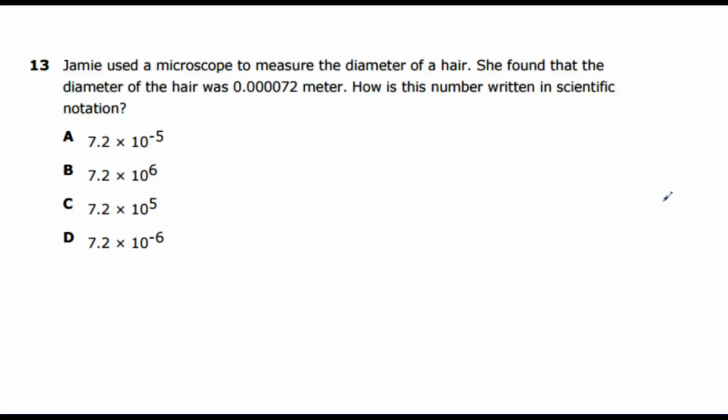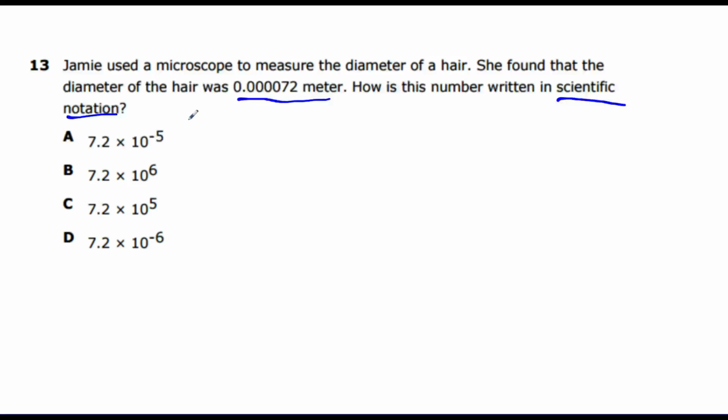Alright, 13. Jamie used a microscope to measure the diameter of her hair. She found the diameter of the hair was this length here. How is this number written in scientific notation? Okay, so it says diameter, which could be confusing, but it doesn't tell us to do any math with it. So it comes down to what this number is in scientific notation.